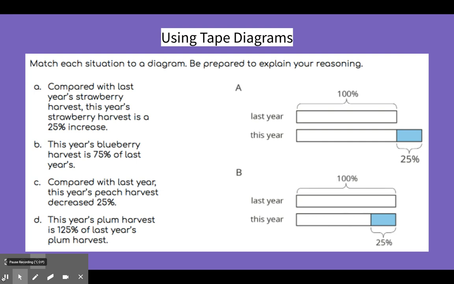So the rectangle for this year is 125% of the rectangle for last year. So we're increasing by 25%. So that goes with diagram A. Hopefully you guys got that one right.